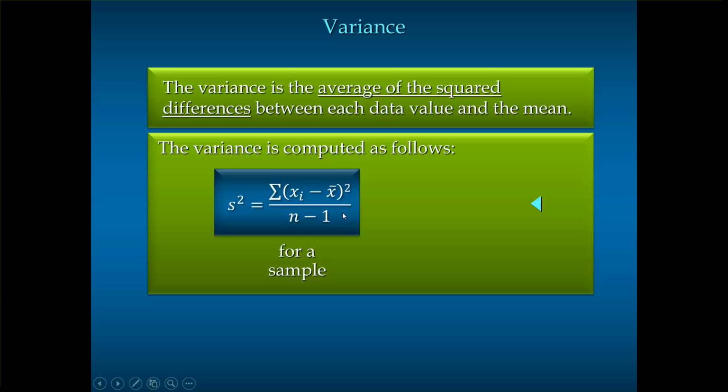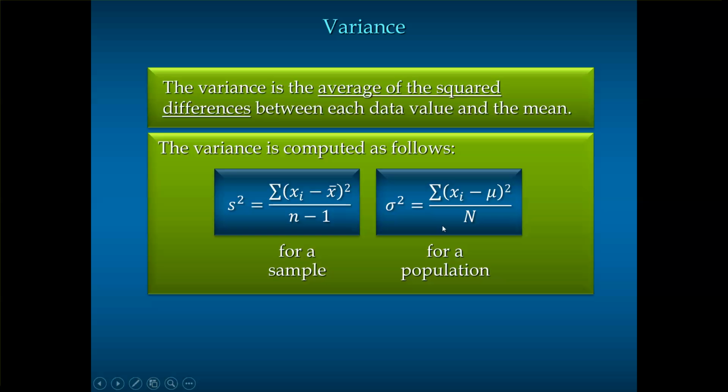So how about the variance for the population? First, we notice the difference between the notation. We use the Greek letter sigma squared for the population variance, and the numerator is similar except for how we label the mean. For the population mean we use the Greek letter mu, for the sample mean we use x bar, and we divide by capital N, the size of the population.